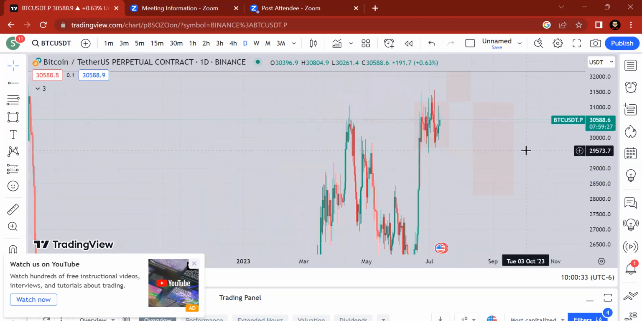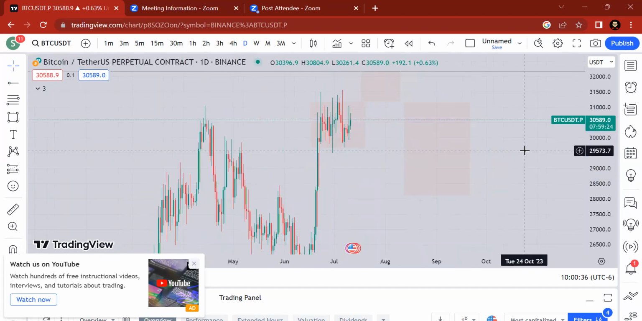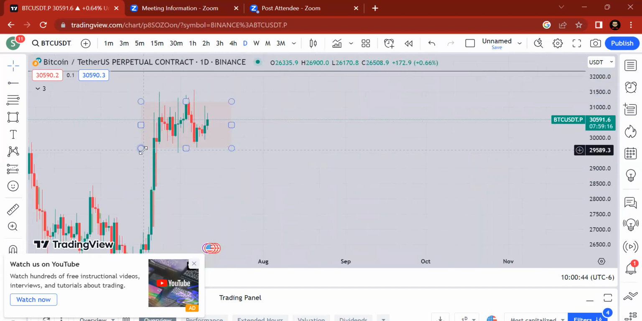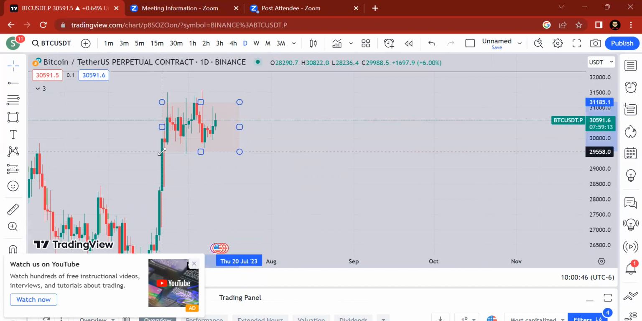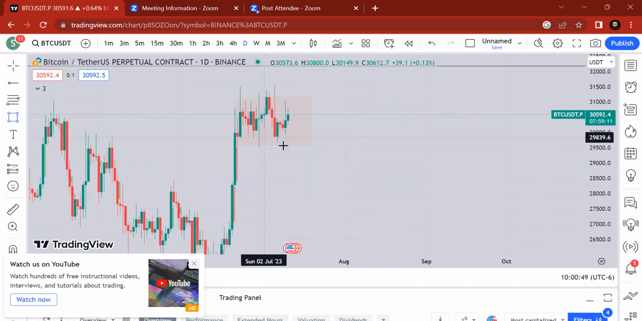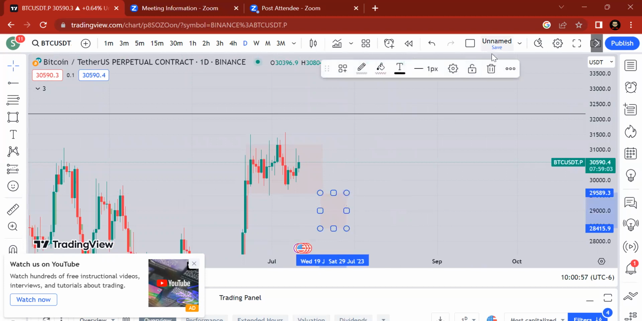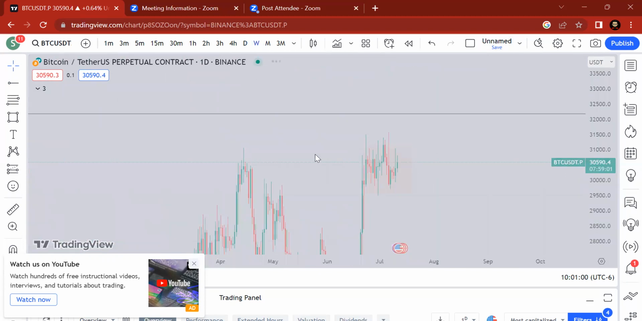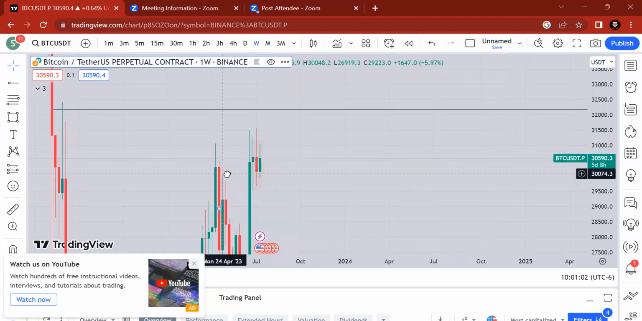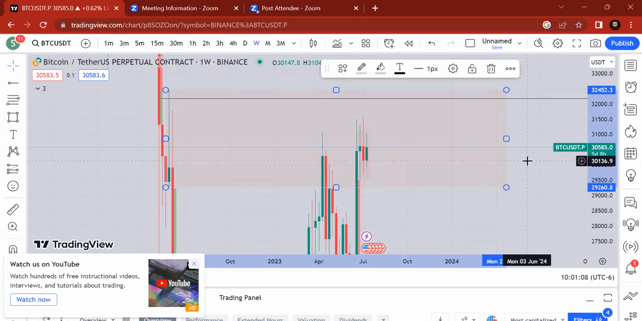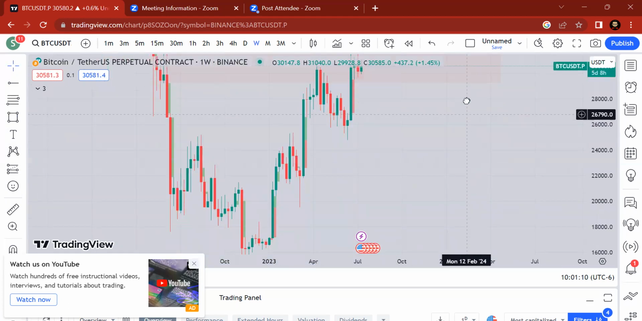One more thing I noticed, people are drawing accumulation AMD patterns like this. They are looking for accumulation here, manipulation here, and then expansion. It is also possible, but the problem here is that on weekly, if I check, we are in a whole supply zone. This is a supply zone.